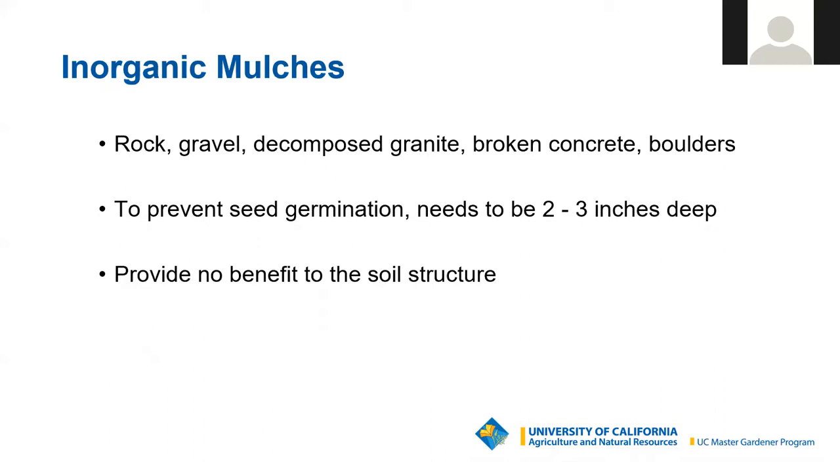Inorganic mulches, on the other hand, come from rock, and they could be gravel, decomposed granite, concrete, boulders. And their job is to prevent seed germination, if it's deep enough. It needs to be 2 or 3 inches deep. It can prevent compaction. It keeps dust down and reduces erosion, but it provides no benefit to the soil structure or the nutrient content. It does nothing to really help the plant thrive.